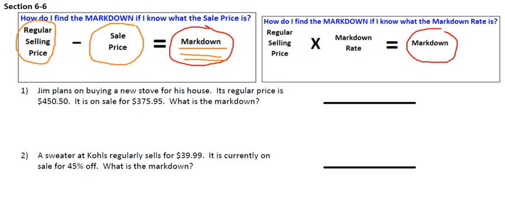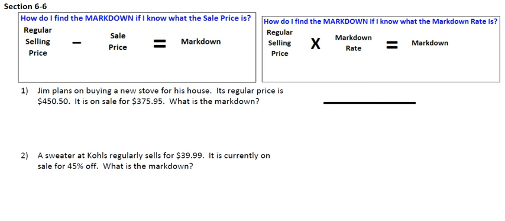The other type of markdown that we'll be looking at is when you know the regular price and you know the markdown rate. The markdown rate is usually a percent. That's right, it's usually a percentage. And you have to multiply it out to find how much money you are saving, once again, which is the markdown. So, with that in mind, let's go ahead and do number one. As we're doing these two example problems today, you're going to have to decide: do I use the first formula or do I use the second formula? So, with that in mind, let's get rocking.